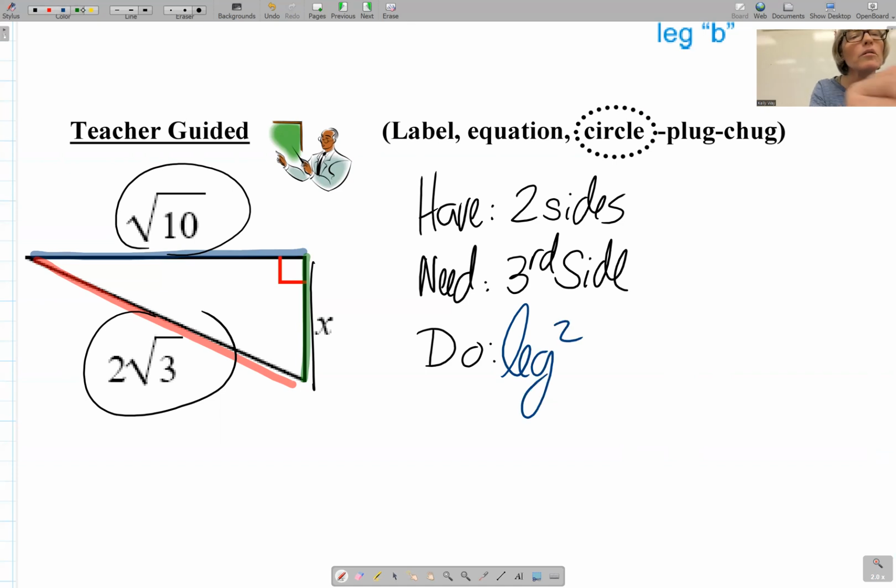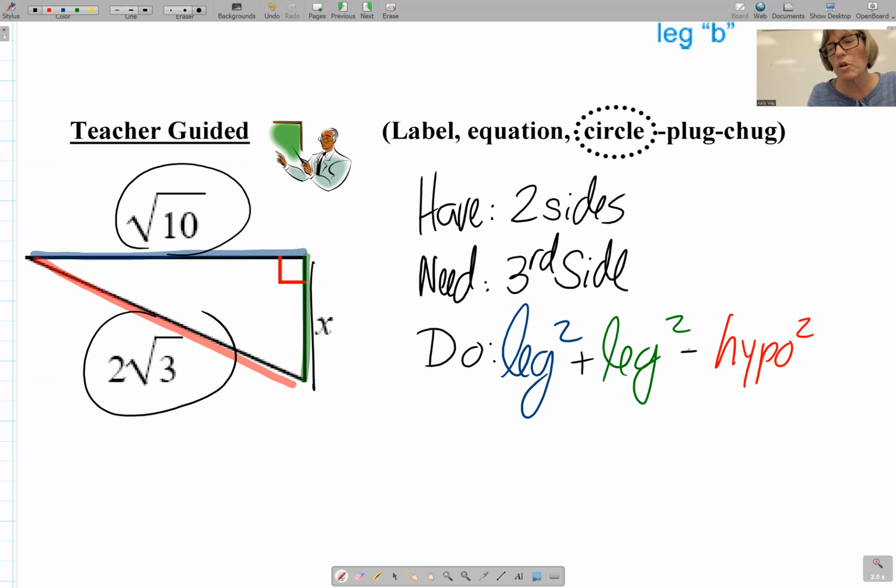Leg squared, leg squared, hypo squared. Always write out your equations. Also, always label what you're working with. This is a leg. This is a leg. Across from the right angle, hypo.